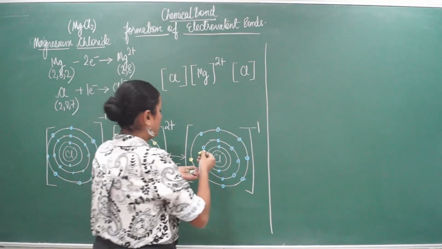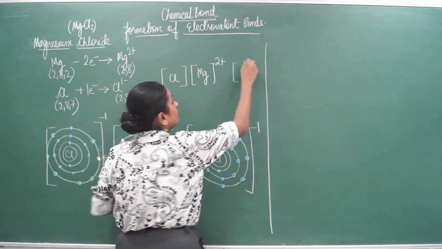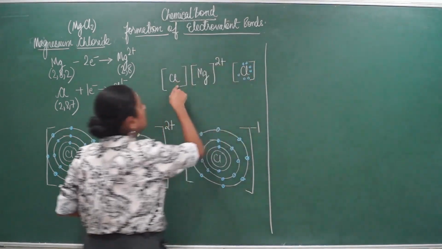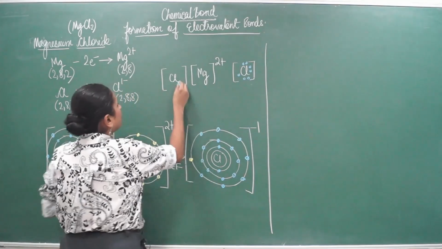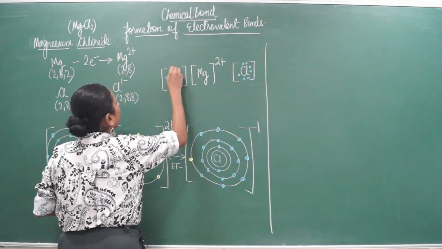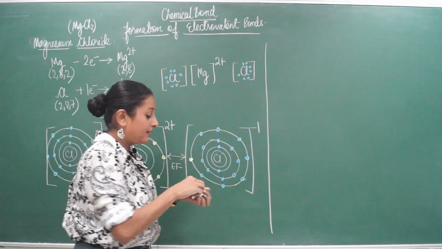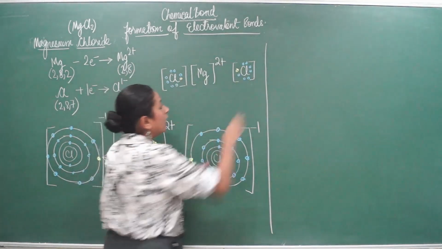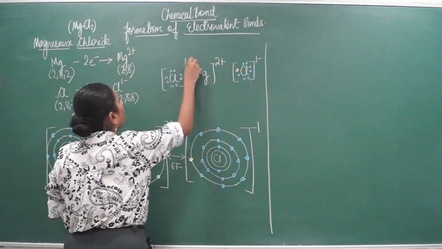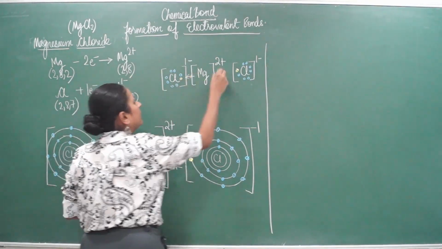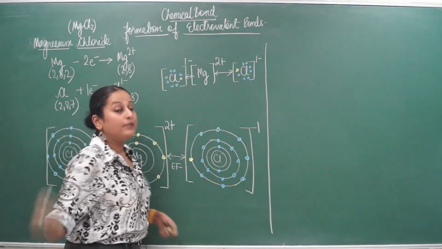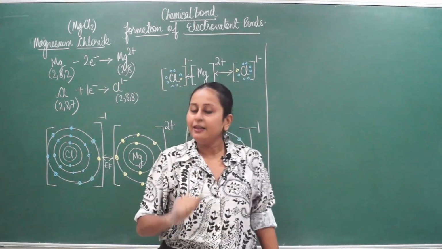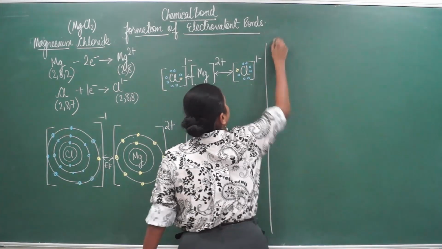Chloride ions. So chlorine has its own 7 electrons in the last shell: 1, 2, 3, 4, 5, 6, 7. This chlorine also has its own 7 electrons: 1, 2, 3, 4, 5, 6 and 7. And it has 1 electron donated by magnesium. So now the chloride ion has 1 minus charge. And how are they held together? By a physical force, which is the electrostatic force of attraction. Is that clear?